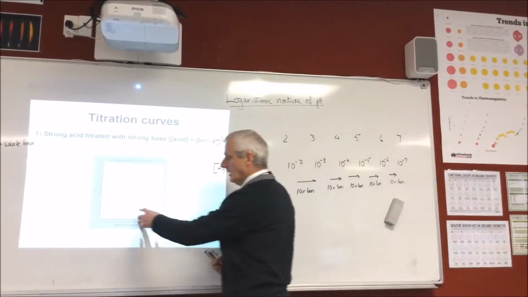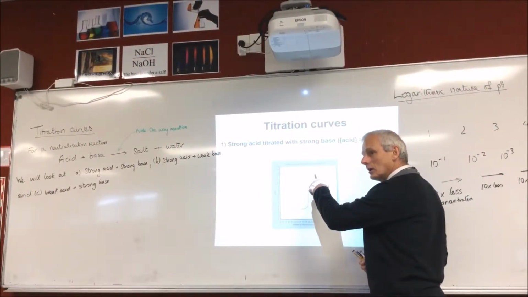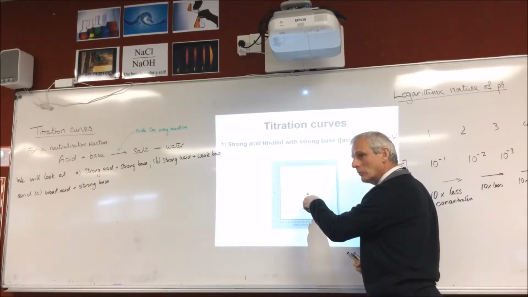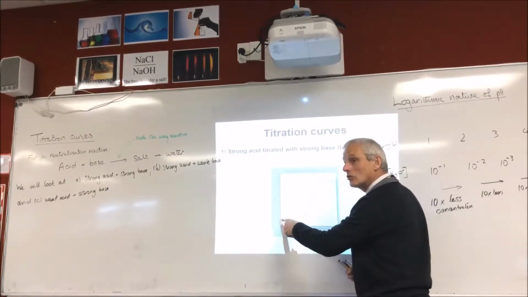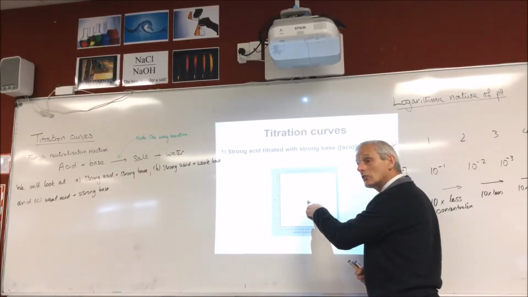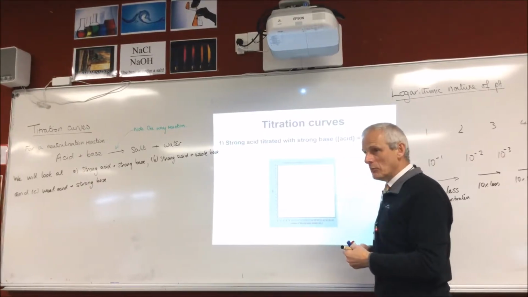And then suddenly, with small additions, you get enormous change in pH. Okay? And at this point, here in the middle of this very steep curve, what you've done is added a mole equivalent of, in this case, strong base to the strong acid, and so this is what we call the equivalence point. So you've exactly neutralized your strong acid with the exact amount of strong base. So that's the first thing you need to label on there.